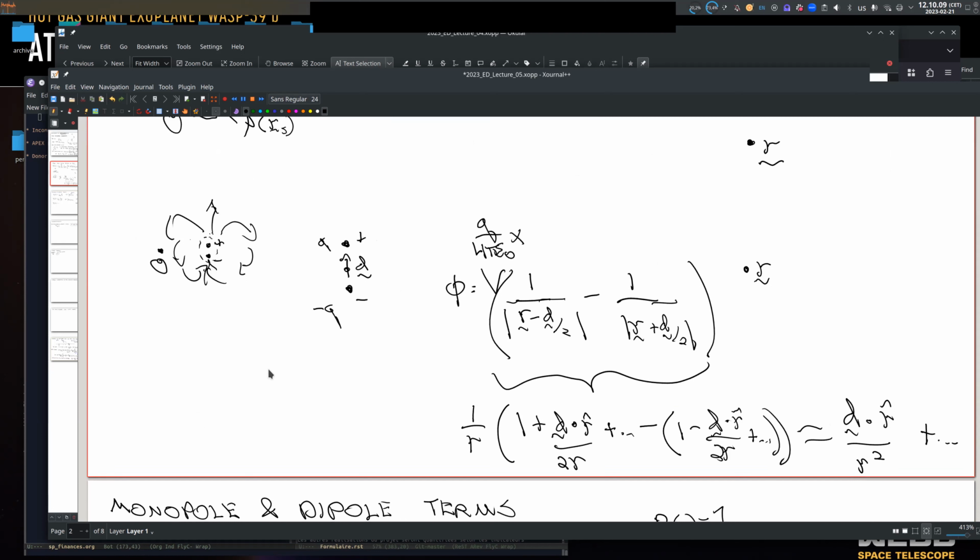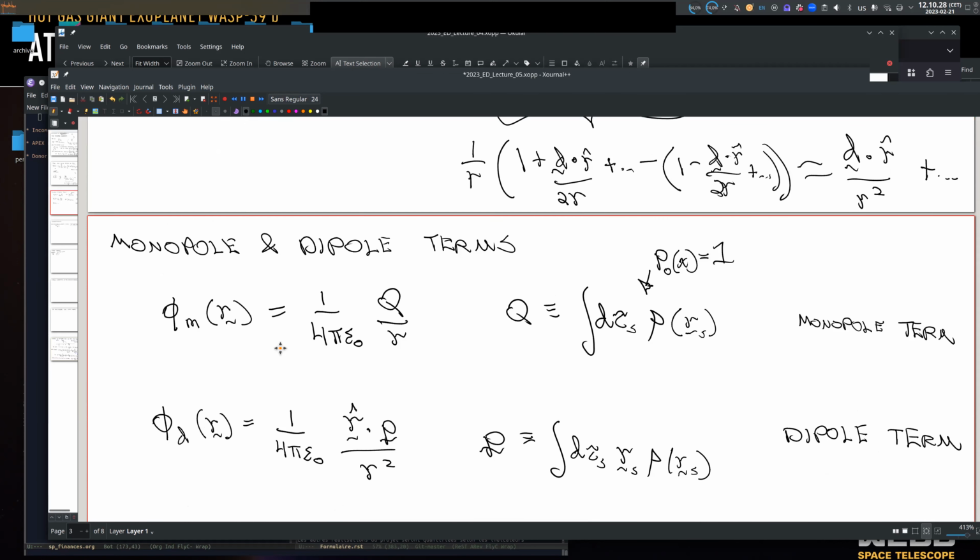Let's see how deep I want to go into this. Maybe, yeah, maybe let's just discuss this in a little bit more detail for the dipole term.